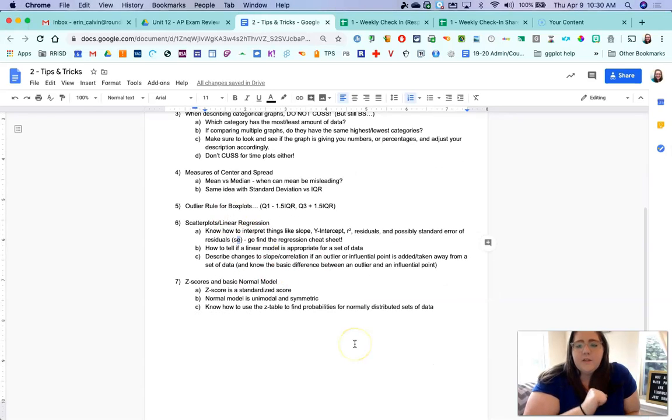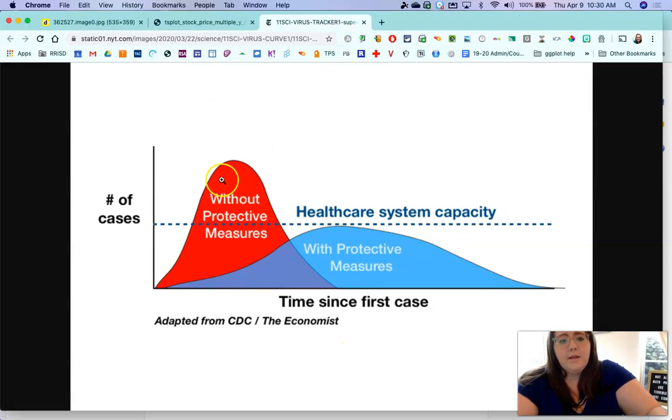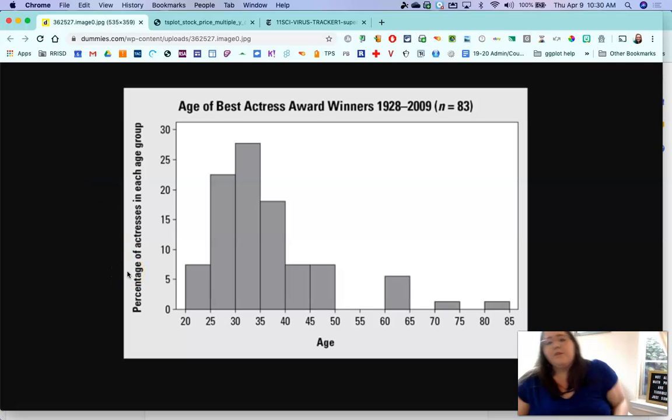Then moving on, measures of center and spread. The big thing there is just knowing that for center, like mean versus median, remember that mean can be very misleading if your distribution is skewed. My example for that, in this situation, we have age of Best Actress Award winners, and that distribution is pretty skewed to the right, has some potential outliers on the upper end of ages. So if I were to find the mean or the average, true average, age of a Best Actress winner, that average is going to be probably higher than you would think, whereas the median is probably going to be closer to the 30s. The mean is going to be up maybe in the 40s.